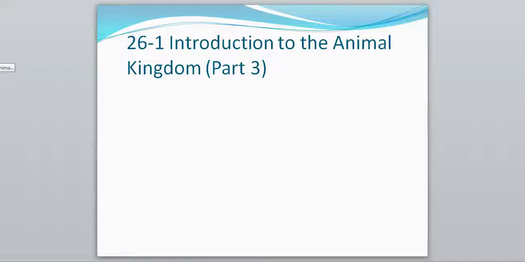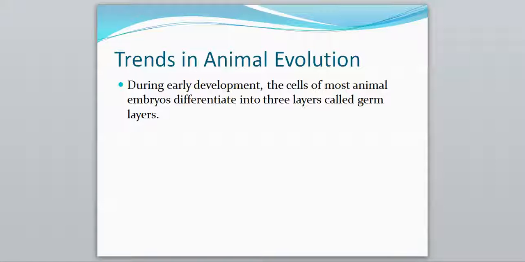Our first topic in this video is going to build off of what we talked about last time, more about the early development of animals when they're zygote and embryo stage. During early development, the cells of most animal embryos differentiate, which means they change into 3 layers called germ layers. Again, this is just a way for us to look at how closely things are related by looking at how they develop early on.